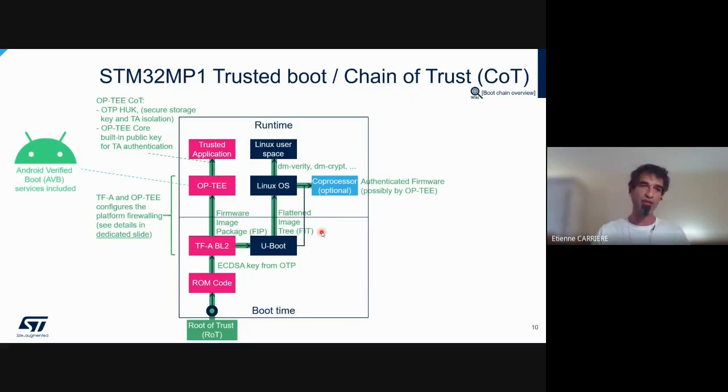And actually, we have an Android release for this platform, and the Android chain of trust follows the same steps using the OPT and using notably the Android verified boot support, which is an OPT feature that U-boot invokes. So actually, OPT is used both at boot time discussing with U-boot and in initialization time discussing with Linux.